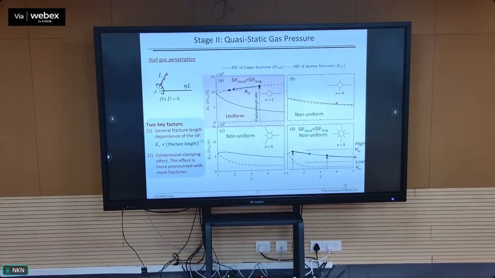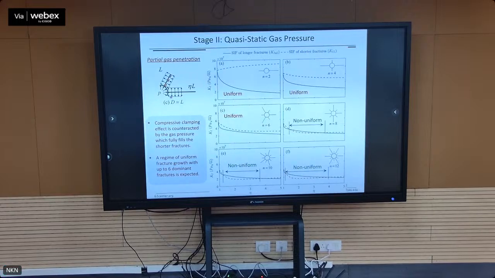For these, they'll both propagate similarly. But for the case where we have 6, it will tend to be that the long fractures preferentially propagate, which have a higher stress intensity factor, at the expense of the shorter fractures.